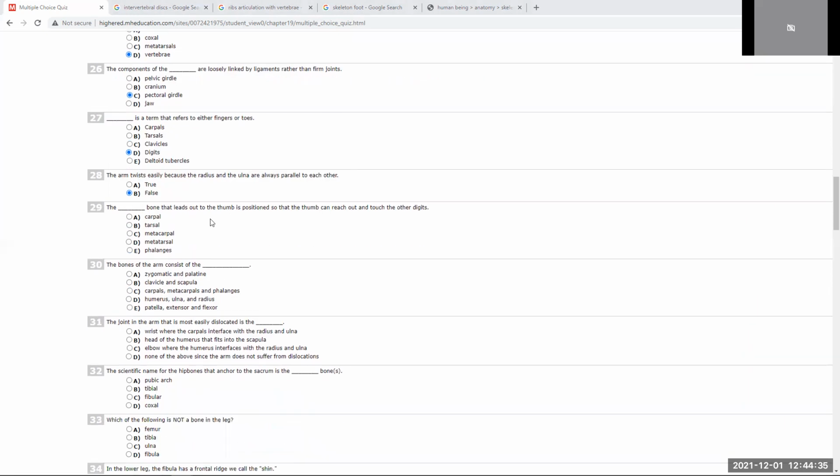The bone that leads out to the thumb is positioned so the thumb can reach out and touch the other digits. Which one is that? Well, since it's the hand, it's the carpal. And the last question for today, the bones of the arm. So what are the bones of the arm? Humerus, ulna, and radius. Thank you. Yes, the humerus, which is the longer bone from the shoulder or the scapula, and the ulna and the radius, which are your forearm bones. Good.